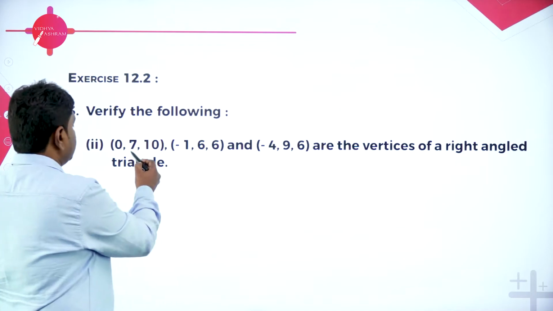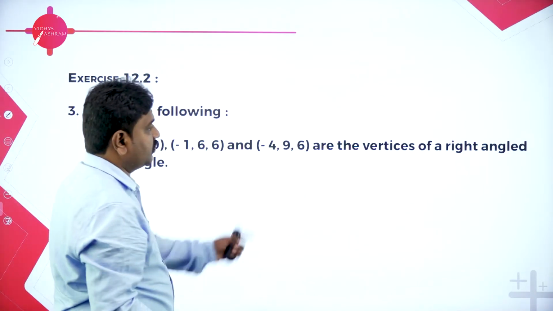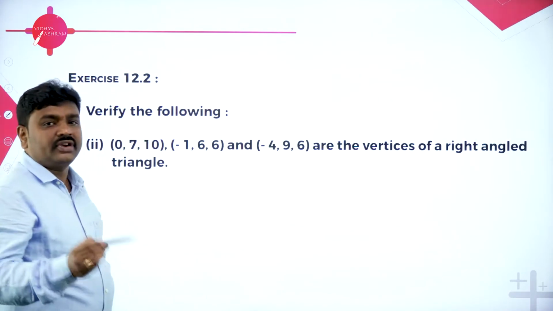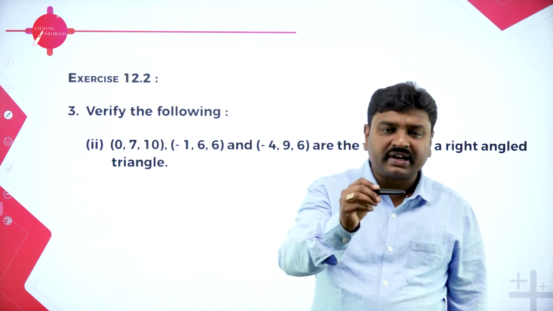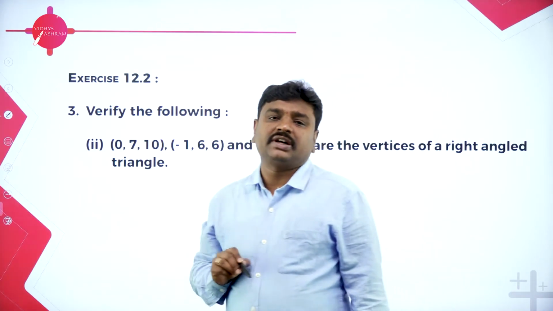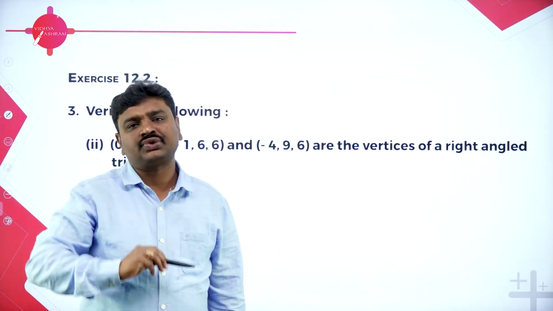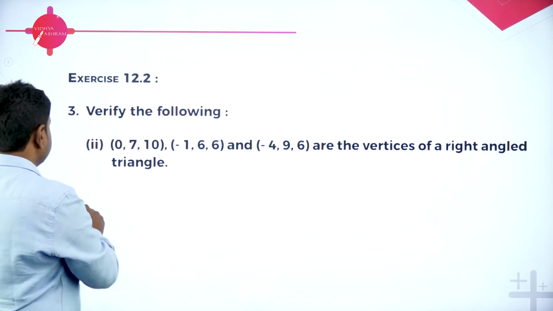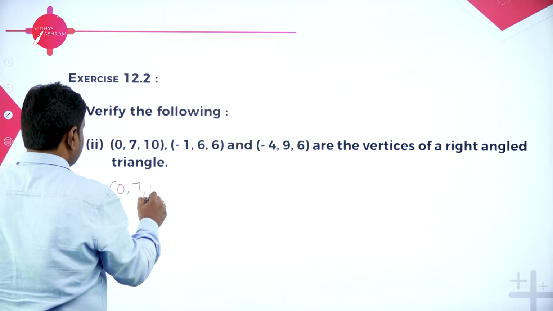Next, (0, 7, 10), (-1, 6, 6) and (-4, 9, 6) are the vertices of a right angle triangle. We need to verify whether they form a right angle triangle. All of you know right angle triangle means it should obey Pythagoras theorem. Means what? Longest side square should be equal to sum of the other two side square. So now again we name them as ABC. A is (0, 7, 10).